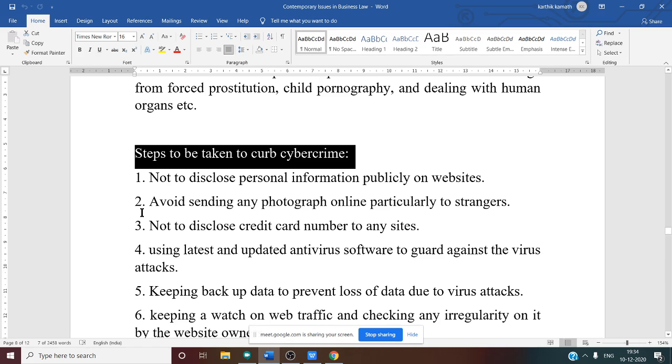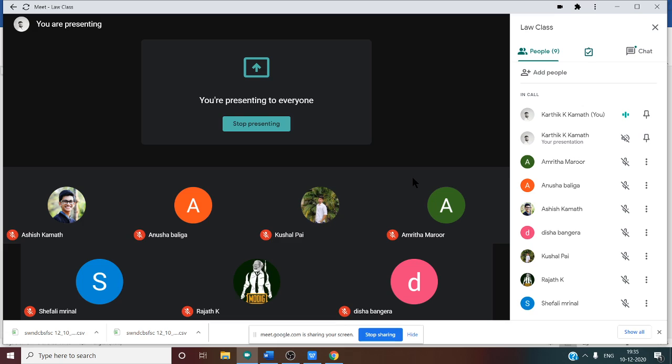First one, see this: not to disclose personal information publicly on websites. See, there is not much to discuss in all these things because these are the things we do regularly, because we all are using social media and we know all these things. So we give our personal details and we save some passwords, personal details in online sites or various browsers. We should not do that because there is a high chance of misusing or leaking that information.